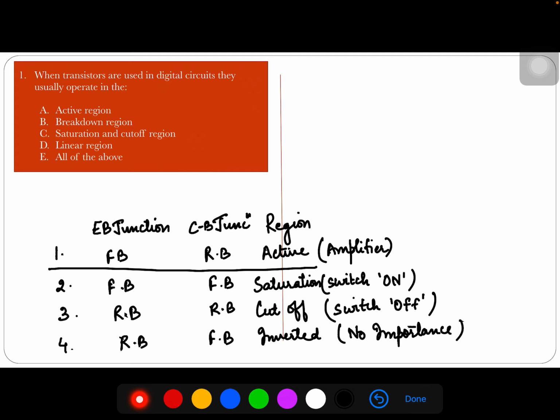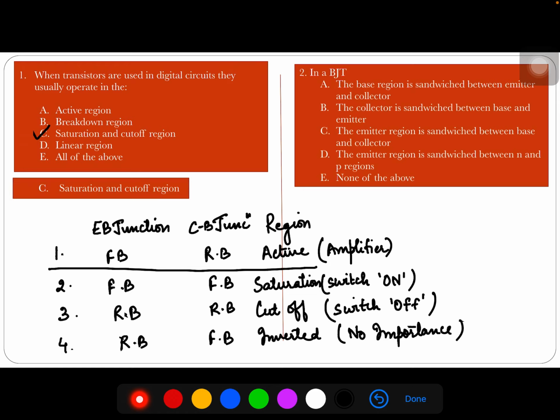Now the question that has been given is about digital circuits. Digital electronics or digital circuits are all about 0 and 1. That means on and off. That means switch. So basically, when the transistor is used in digital circuits, they are basically operated in saturation and cutoff region. So for the solution of many questions, you should know this table. So always remember this table. It will be very helpful to you. And the correct option for this particular question is saturation and cutoff region. So the correct option is C.